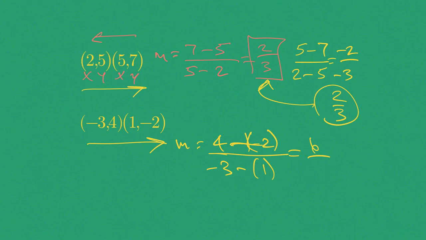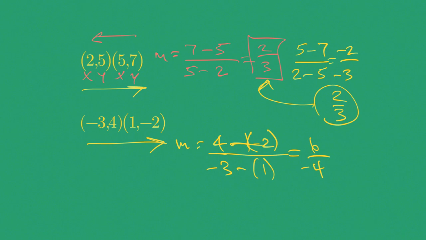Those darned integers. Here we go on the bottom. Negative 3 minus 1. Negative 4. Good job. Negative 4. Same sign. Keep the sign. Add the numbers. Now, 6 over negative 4.